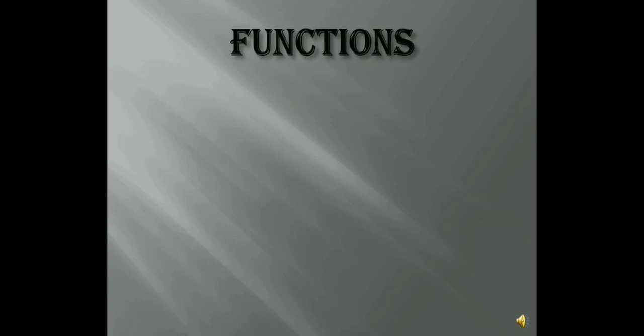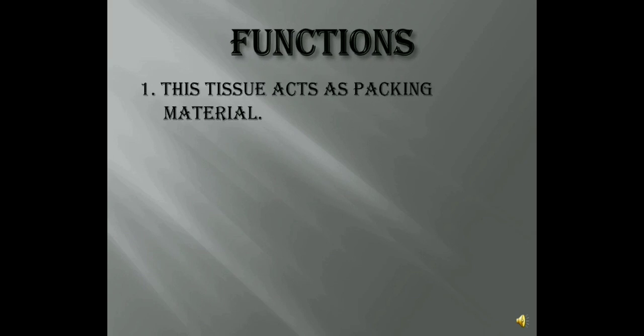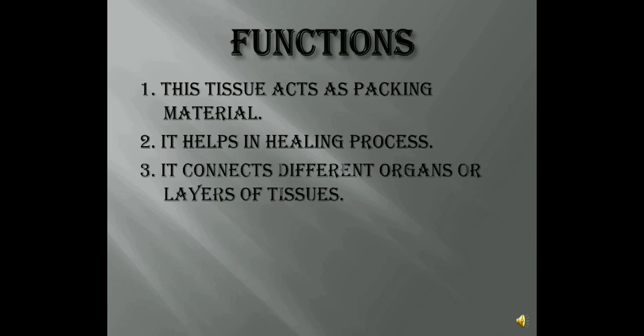Now, functions. This tissue acts as packing material as it is present around different organs. Then it helps in the healing process. And last function, it connects different organs or layers of tissues. As it connects organs or layers together, we call them connective tissue. And we know they have different types of material like histamine, heparin, etc.